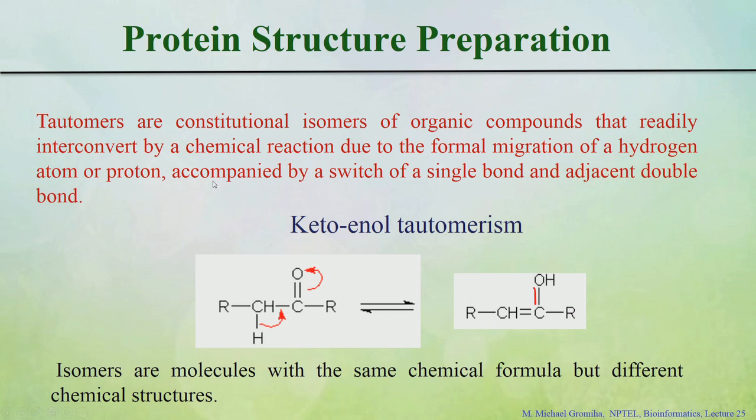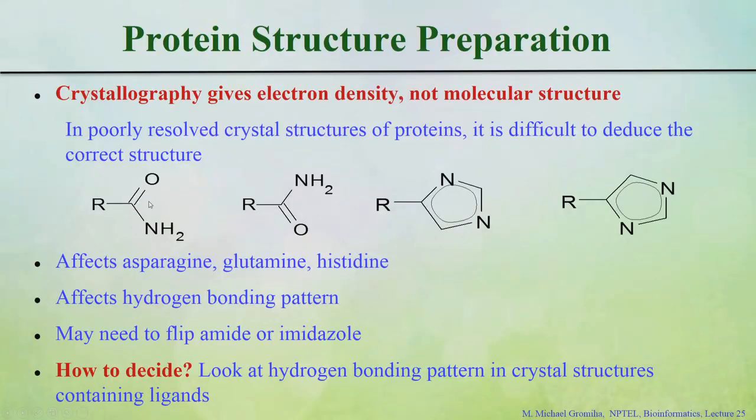So, now we need to consider mainly these tautomers, specifically in the case of histidines, and the conversion of one chemical group to another chemical group. So, now the next aspect is, as I discussed earlier, crystallography gives electron density, but not the structure, right. In poorly resolved crystal structures, it is very difficult. For example, see the asparagine or the glutamine. Here NH is down, but this O is up. It is also possible the other way around, right.